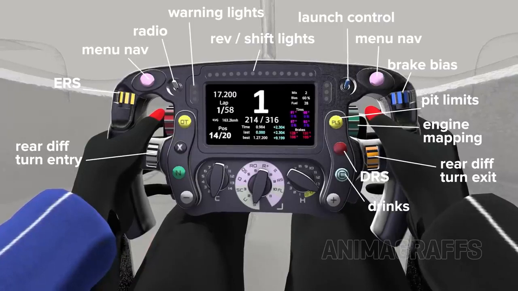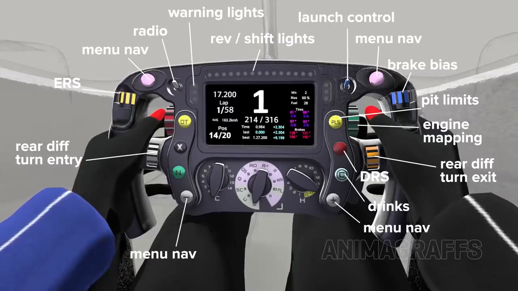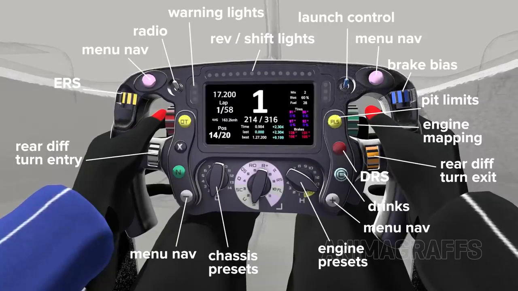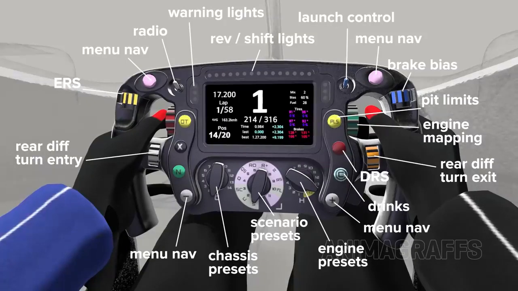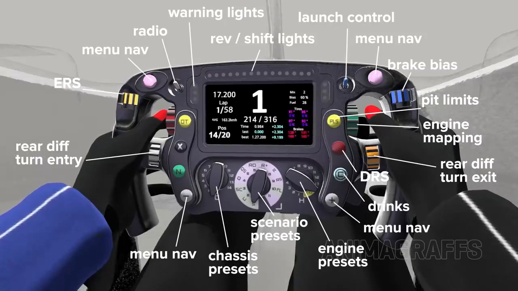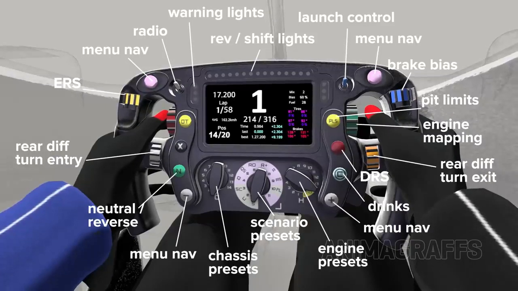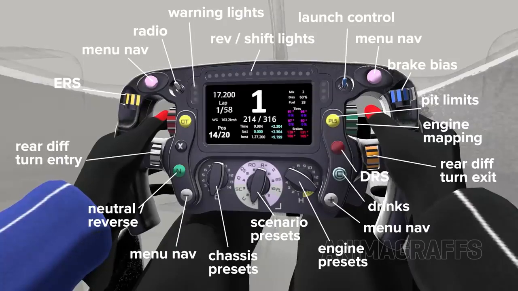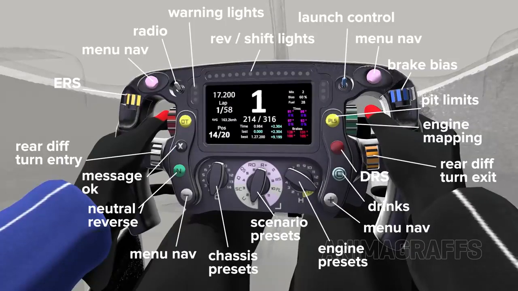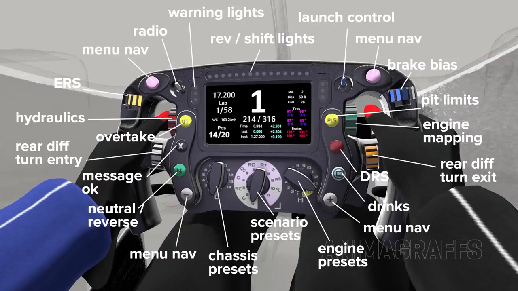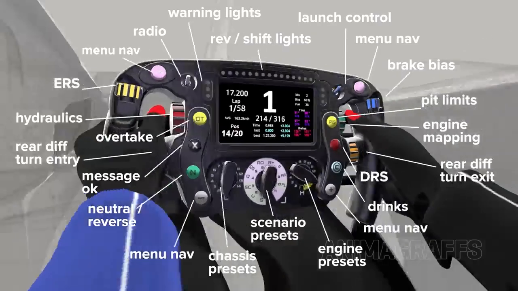The drinks dispenser button. More settings navigation buttons. 3 programmable preset dials for the engine, chassis, or suspension, and a scenario selector for things like wet weather or tire preservation presets. The neutral button is for neutral and reverse gears, which can't be selected with rear paddle shifters. A message OK button, an overtake button to instantly apply optimal settings for overtaking, and finally, a hydraulic settings dial to control the complex hydraulic components spread throughout the car, for example in the gearbox and suspension systems.